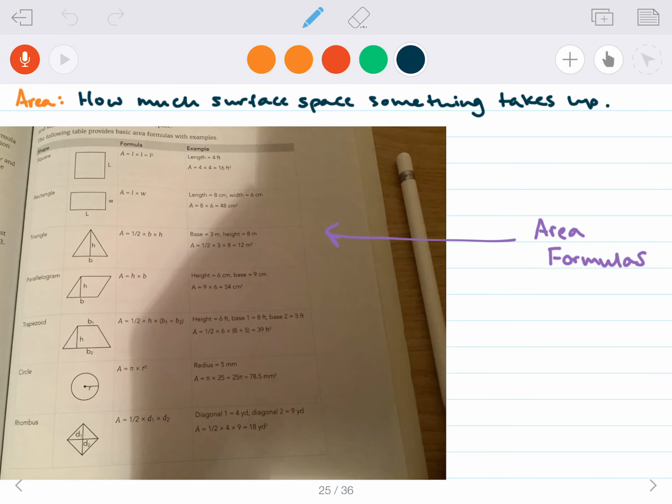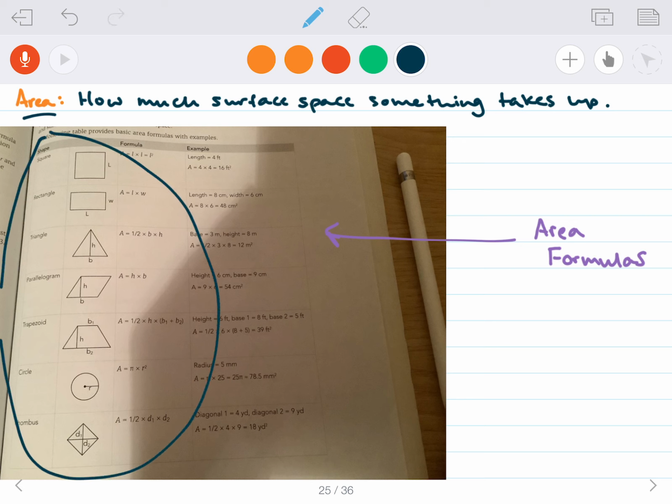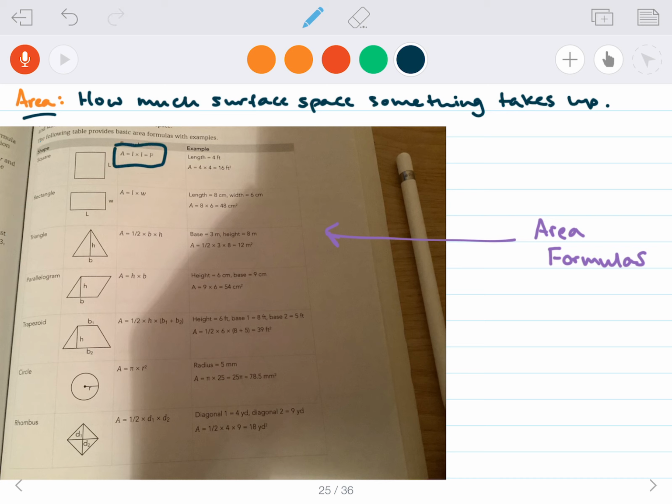Alright, so these are the formulas you need to know. These are all of the formulas for area, okay? All the shapes that you could encounter on the T's. The rhombus is debatable. It's not a very common shape that we find the area of, but I would memorize this just in case. So these are all of our shapes that we're going to be finding the area of, and these are their area formulas to the right.